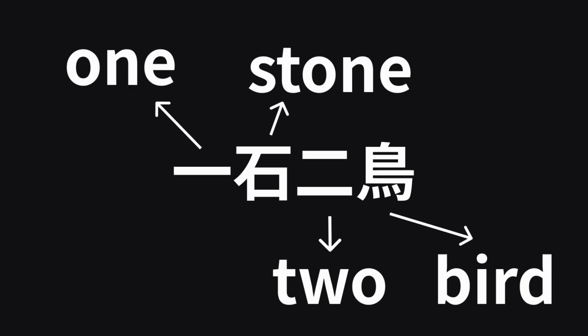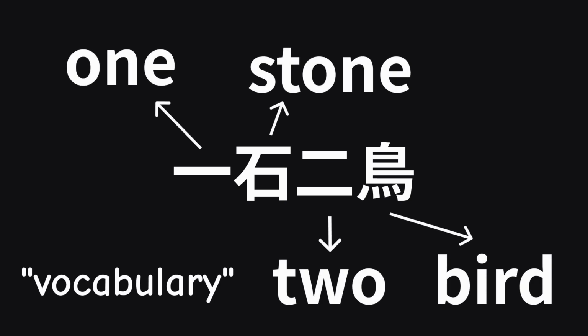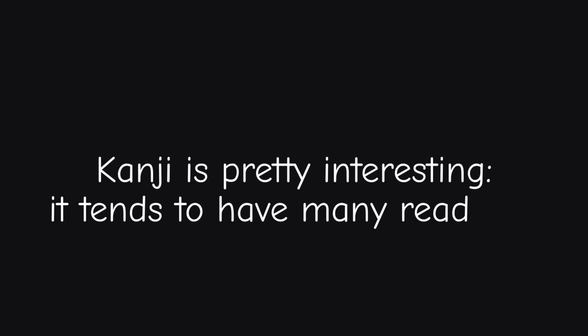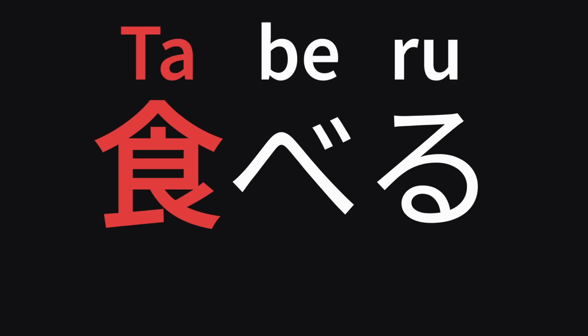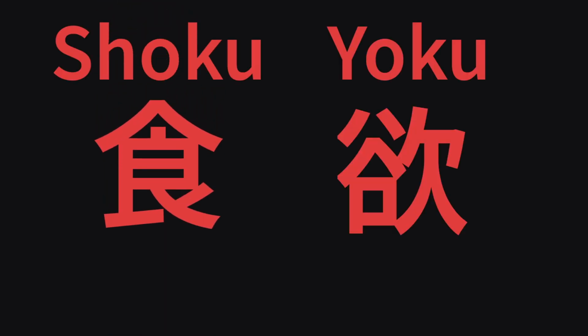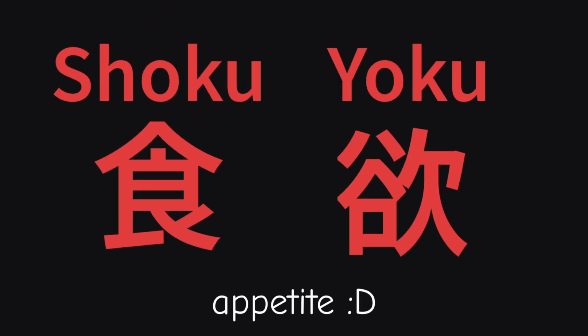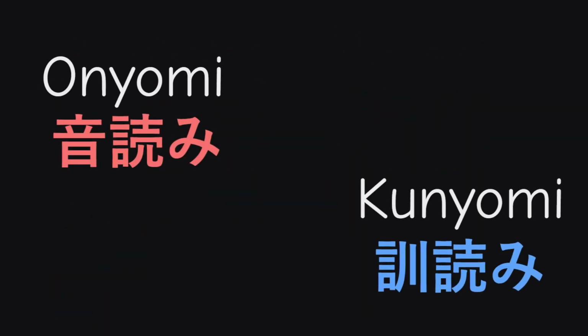Finally, let's talk a little bit more about kanji. Each kanji has its own meaning, and so it's often used in vocabulary. In Japanese, kanji is pretty interesting in that it tends to have many readings. For example, the kanji we saw earlier, it is read as taberu, but also as shoku, as in the word shokuyoku, meaning appetite. This is something called onyomi and kunyomi.